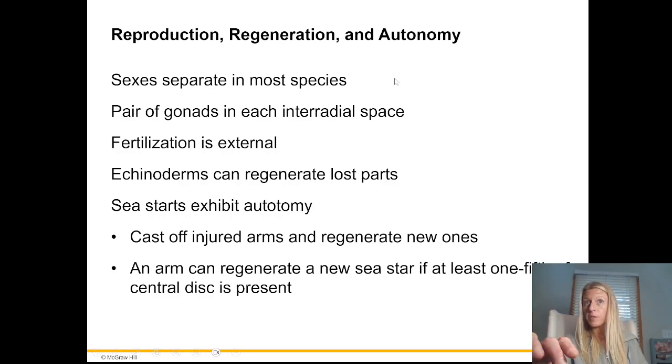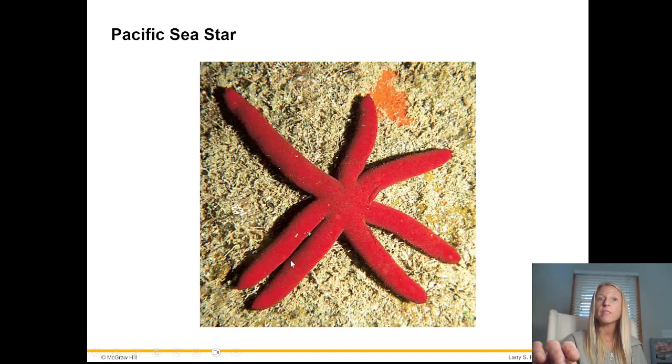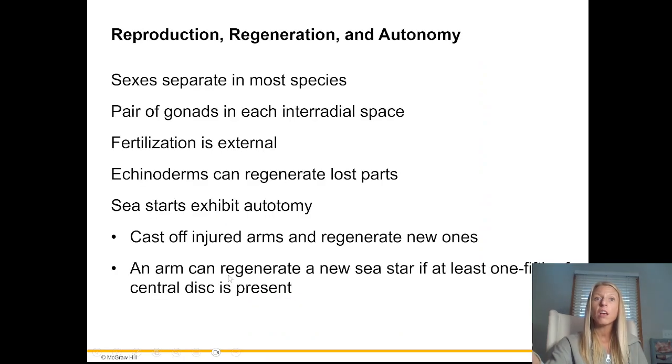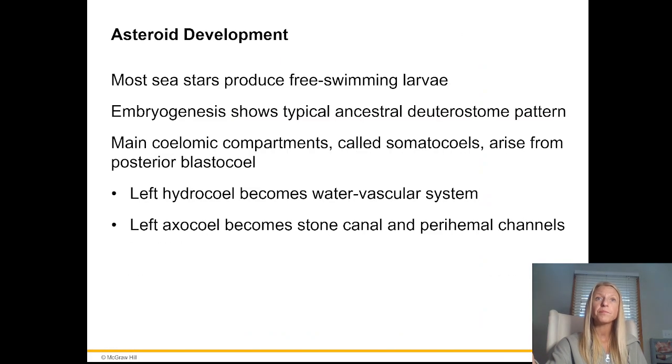Sexes are separate in most species, and they have a pair of gonads in their interradial space with external fertilization. Echinoderms, like flatworms, can regenerate lost parts. Sea stars exhibit what's called autotomy, which is they can actually cast off injured arms and regenerate new ones. Pretty neat. Most sea stars produce free-swimming larvae, and they, again, have that deuterostome pattern and with coelomic compartments.